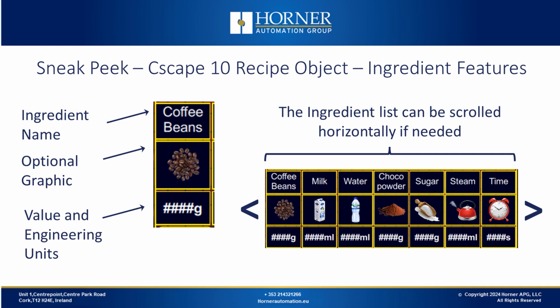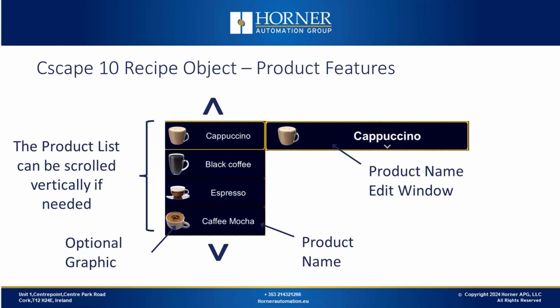If we look at the ingredient list, we can add a name, an optional image, and the value of that ingredient along with the engineering units for each ingredient. If there are more ingredients that need to be displayed than the available space on the screen, then the operator will have the ability to scroll left and right through the list of ingredients. The product list along the left-hand side of the object can also be scrolled through vertically.